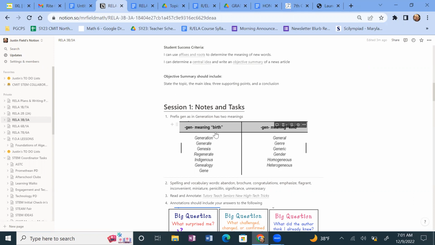So words that have the prefix gen, and it refers to birth, could be generation, generate, genesis, regenerate, indigenous, genealogy, and gene. All these are related to the birth of someone or something, okay? Genesis means beginning.